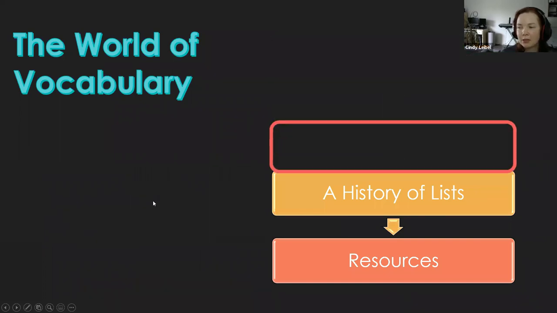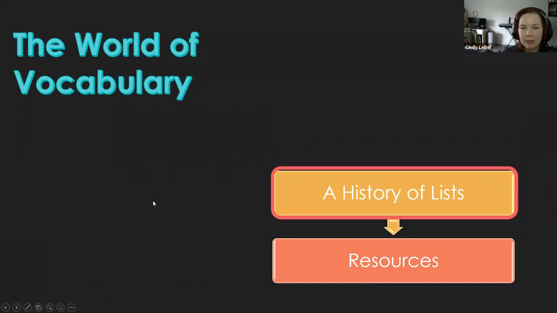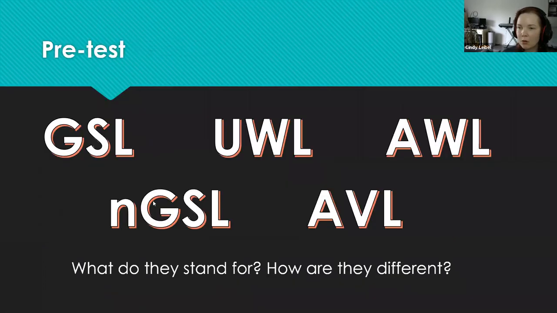So that brings us to the history of a word list. Let's first think about these big word lists. Now, if you can type in the chat, or you can just speak out if you want, what do these different acronyms or initialisms stand for? Some of them are pretty easy. What is GSL? Does anyone know?